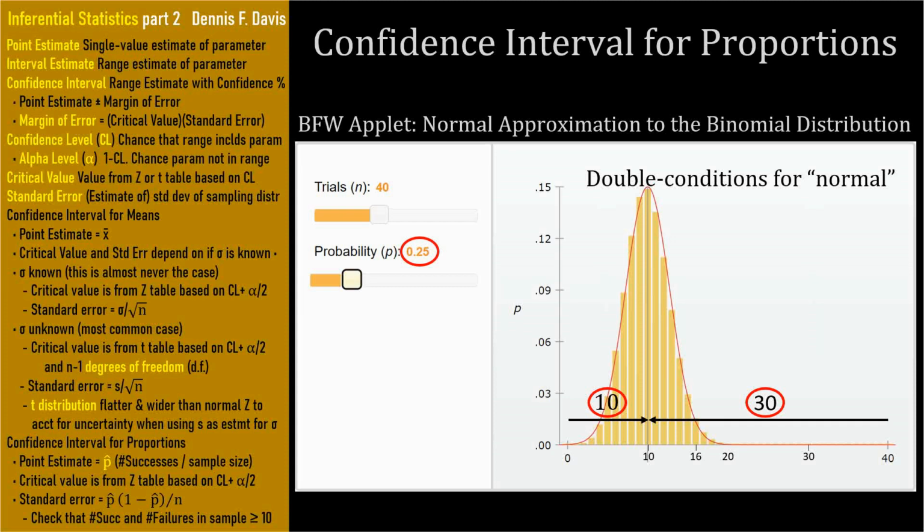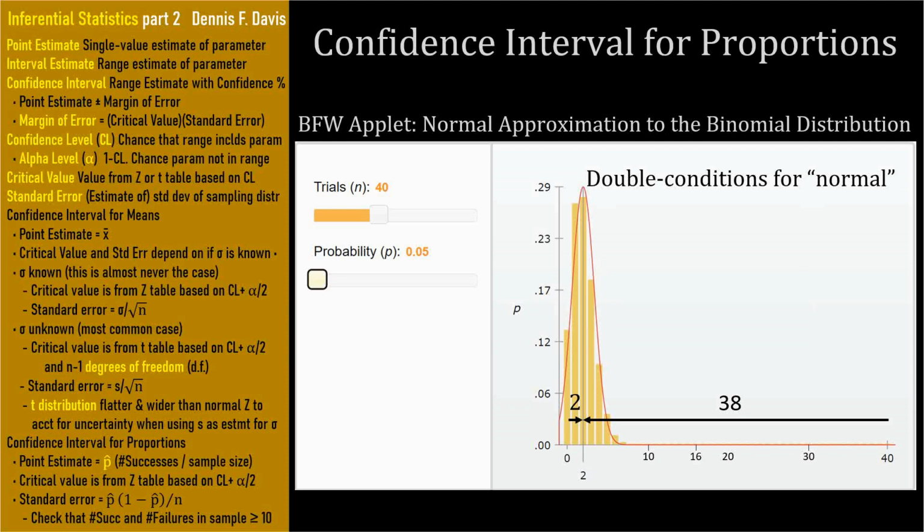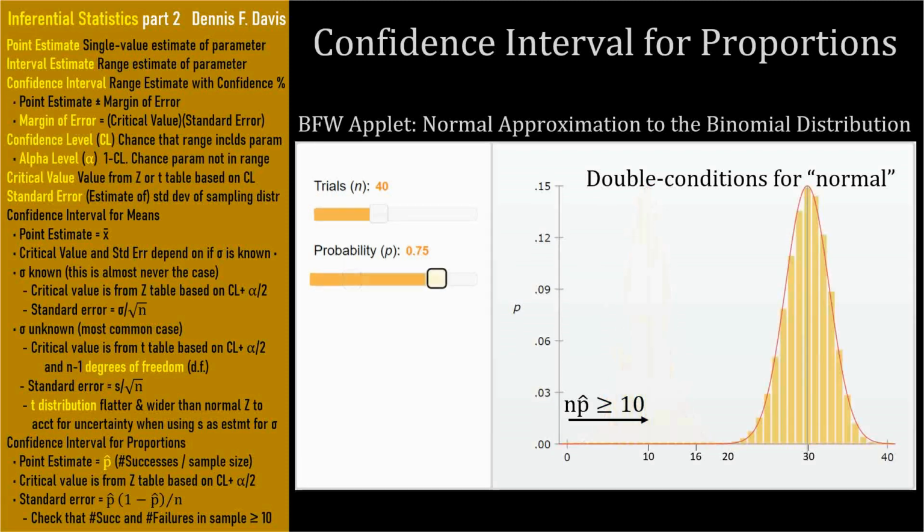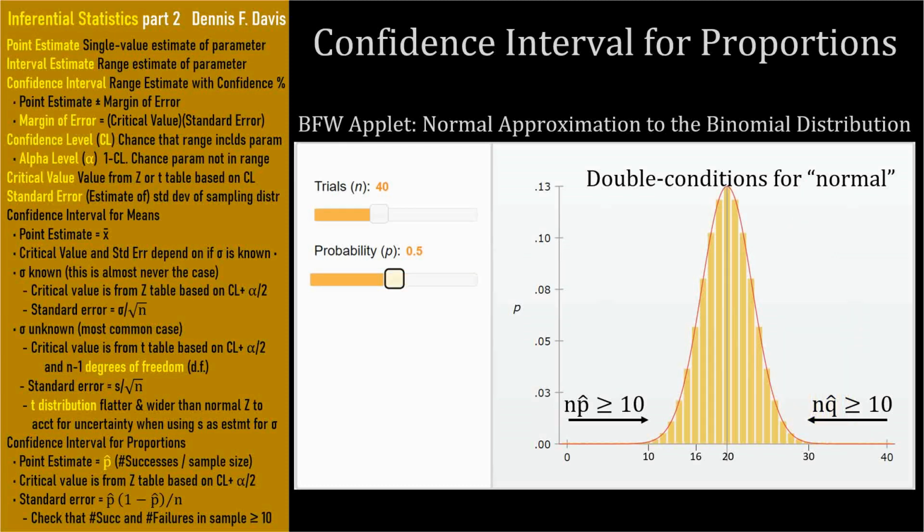When the mound gets near the left edge, say p equals 0.05, the yellow bars become right-skewed, and the red normal curve no longer fits so well, and even gets cut off on the left edge. The normal curve no longer fits the sampling distribution. Stating that n p hat, the number of successes, is greater than or equal to 10 pushes us out here, ensuring that the sampling distribution is very nearly normal. And n q hat greater than or equal to 10, at least 10 failures, does the same thing on the right side. When both conditions are met, we're in the safe zone and can use z for our critical value.